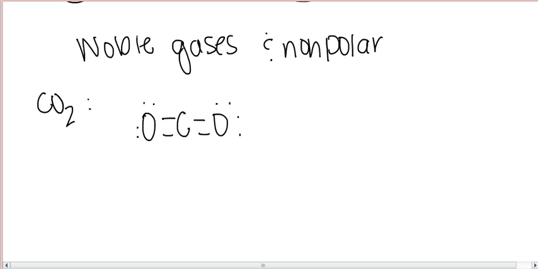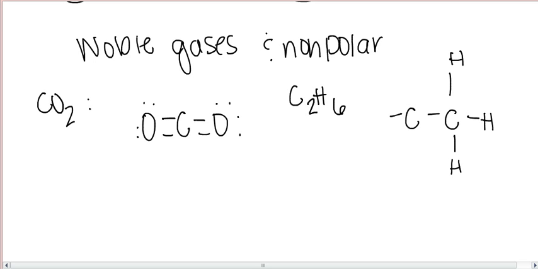Another example we could draw is C2H6, and we know that we have 2 C's in the middle and 6 H's around it. And we know that the C's are filled with 8 valence electrons, and hydrogen only needs 2. So this would also have no lone pairs, which means that all the electrons are going to pull equally from each other.